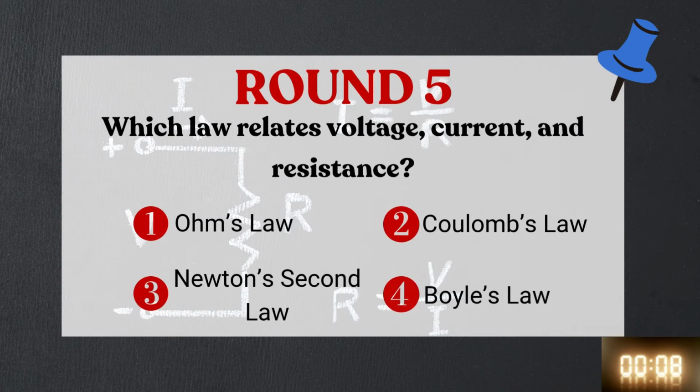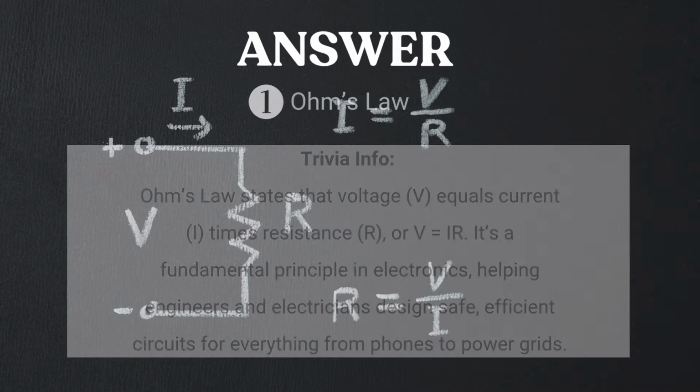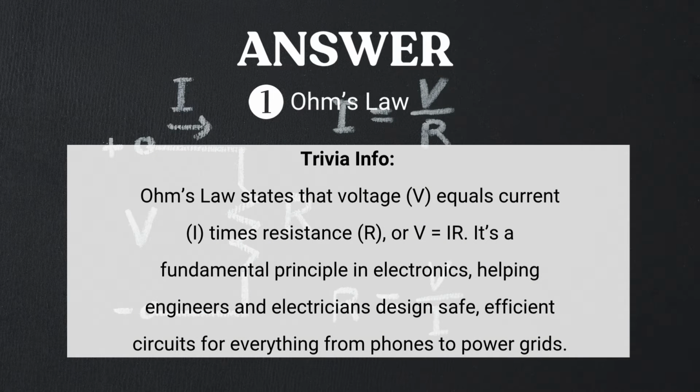Which law relates voltage, current, and resistance? Answer 1. Ohm's law. Ohm's law states that voltage equals current times resistance, or V equals IR. It's a fundamental principle in electronics, helping engineers and electricians design safe, efficient circuits for everything from phones to power grids.